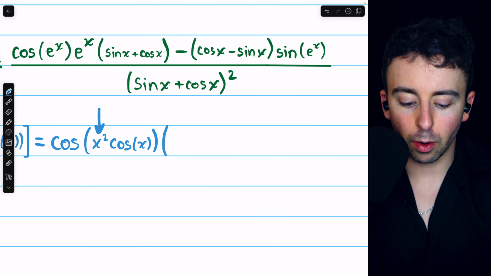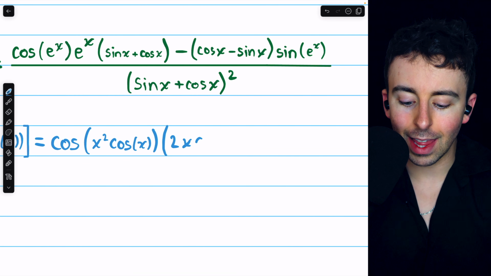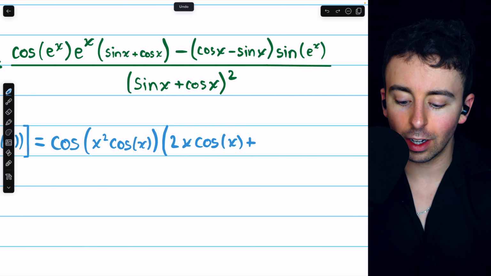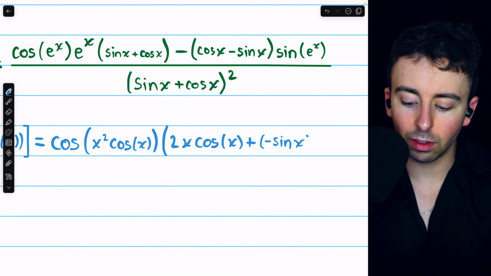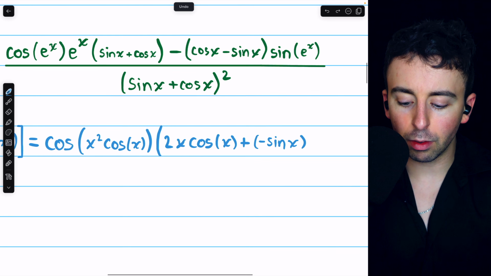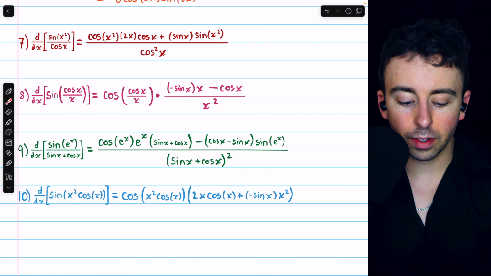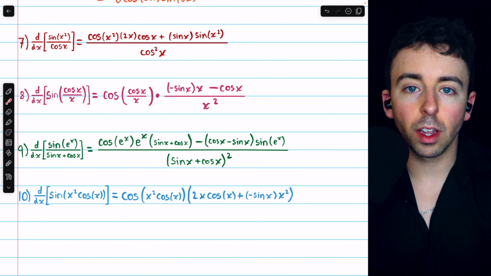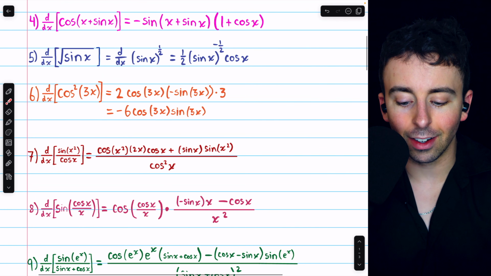The derivative of the first function, f prime, is 2x, and then multiply that by the second function, which is cosine x. Then we must add the derivative of the second function. The derivative of cosine is negative sine, so we have negative sine, and then multiply by the first function, which is x squared. So that's the derivative of sine of x squared cosine x. And that's how to find derivatives of composite functions, quotients, and products involving sine and cosine.